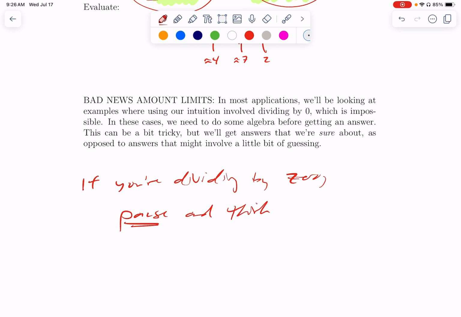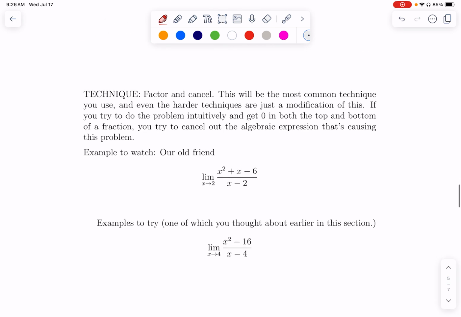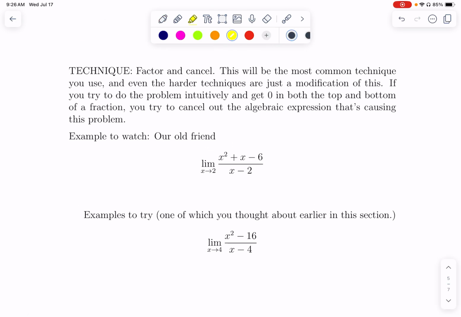and think about a method for getting the limits. We can't use our intuition. And technically speaking, we're dealing with a function that's undefined. But there are some well-known techniques that will help you figure out the limits. So here's the first one. Some people call this factoring and canceling. And this will be the most common technique.